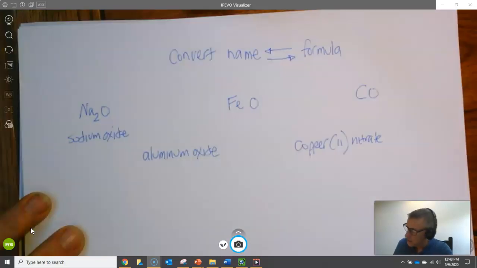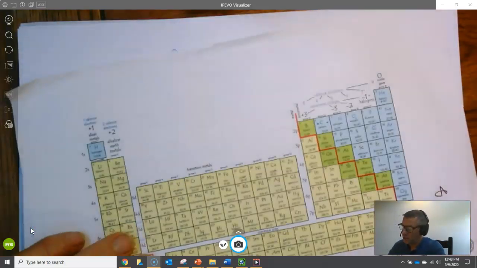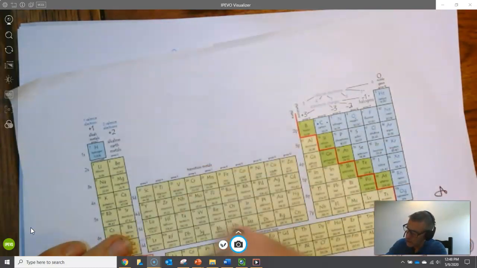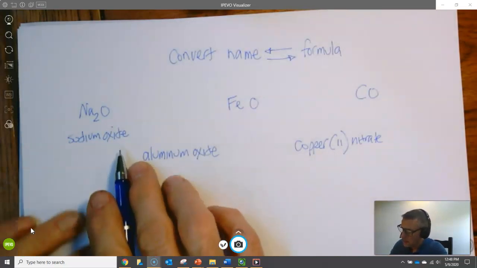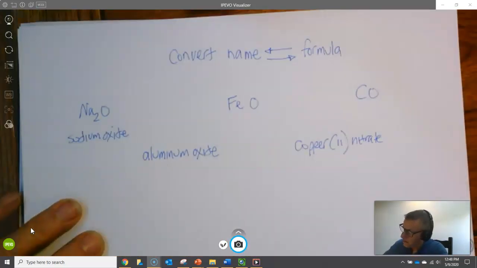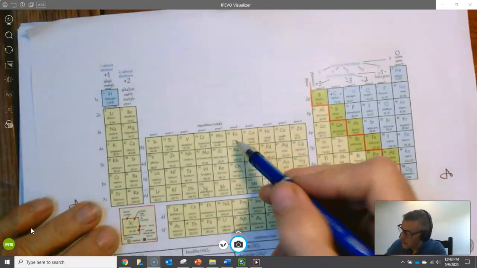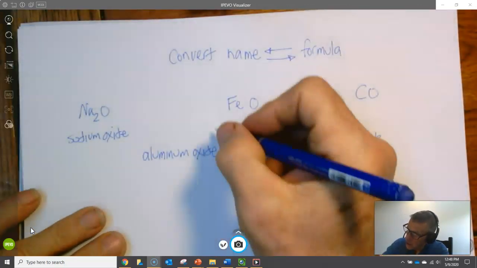There's another rule that says you better specify the charge if it's in the middle. Generally, that's right around in here. It's not. It's on the edges, so sodium oxide is fine. But iron is in the middle right there. So what's its charge? Let's figure it out.